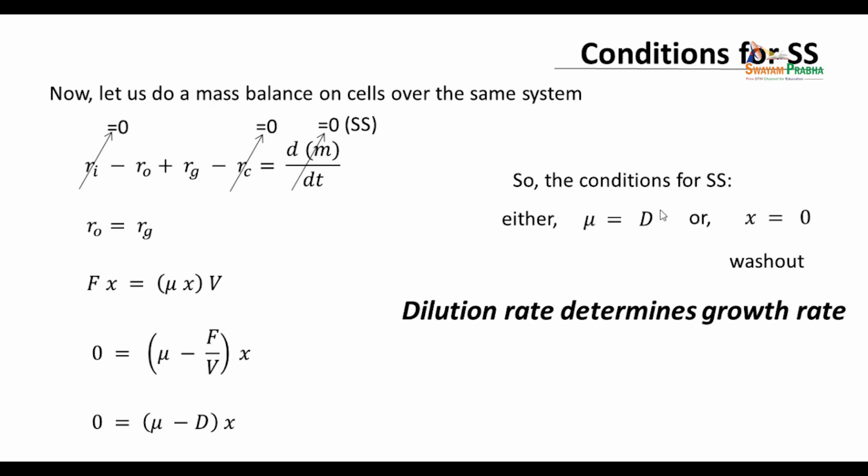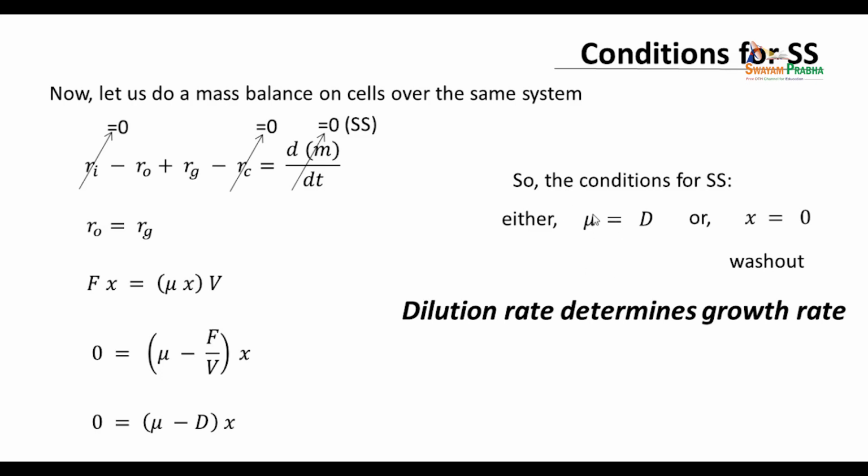Now, if you look at this, mu equals D, it says something very profound. Although it's a very simple equation, it says that the dilution rate determines the growth rate. That is very profound, because what is dilution rate? It is F by V. How do we change the dilution rate for a given reactor? For a given reactor, the volume is fixed, so just by changing the flow rate. The flow rate is under our control. We change the flow rate of the pump, and the flow rate will change. So just by changing the flow rate, we are able to change the specific growth rate.